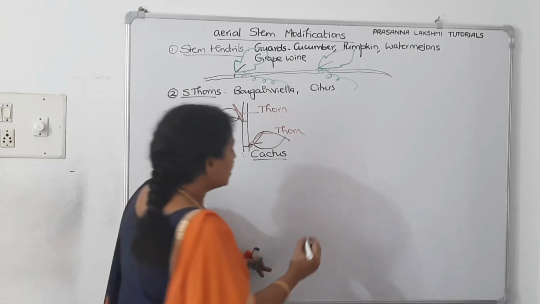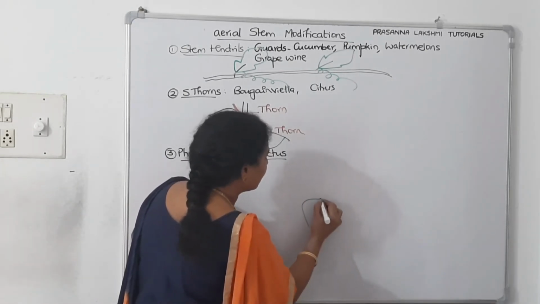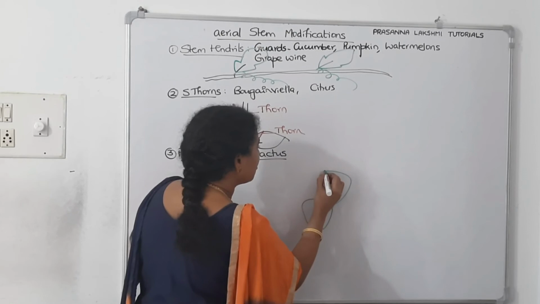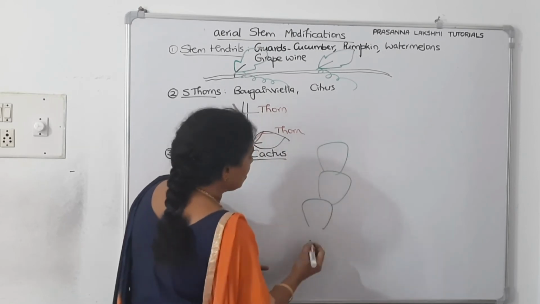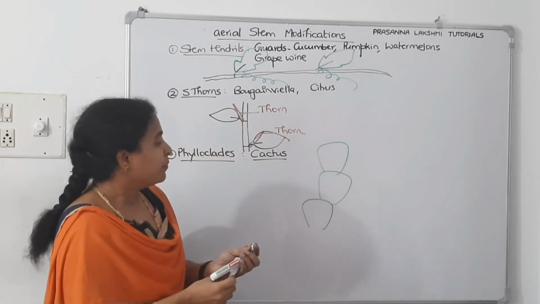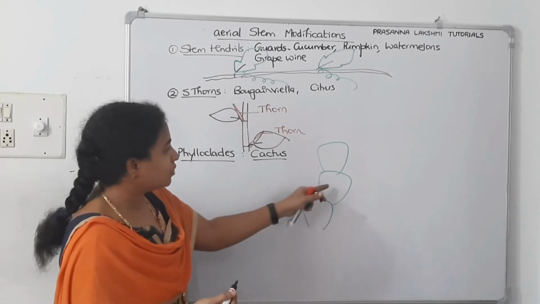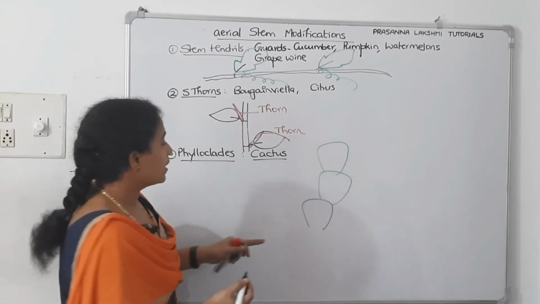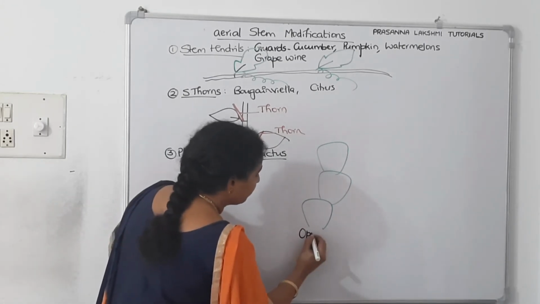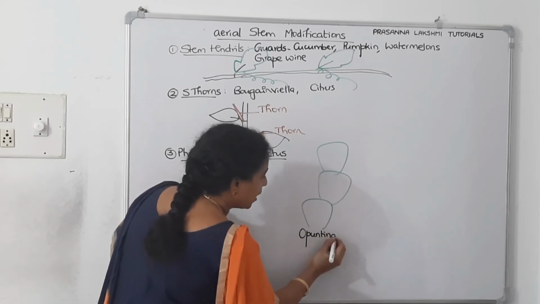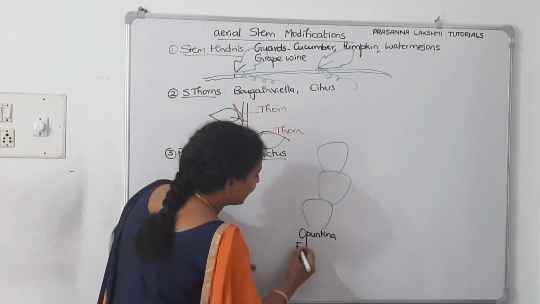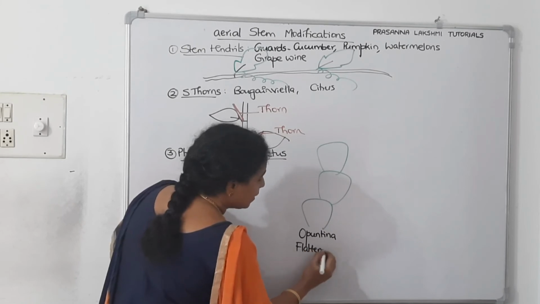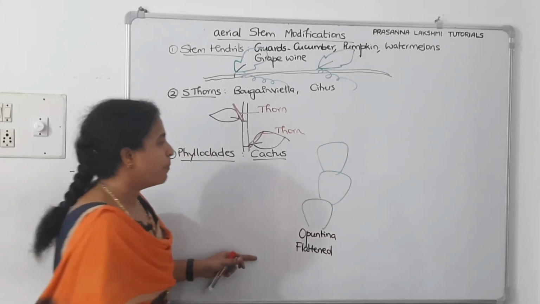Example, cactus. Now I'll draw one cactus plant. Here is a cactus plant. What I'm drawing is Opuntia. In Opuntia, what I draw as 1, 2, 3 are the phylloclades. It is nothing but the stem. In Opuntia, the phylloclades are flattened. Flattened phylloclades are found in Opuntia.